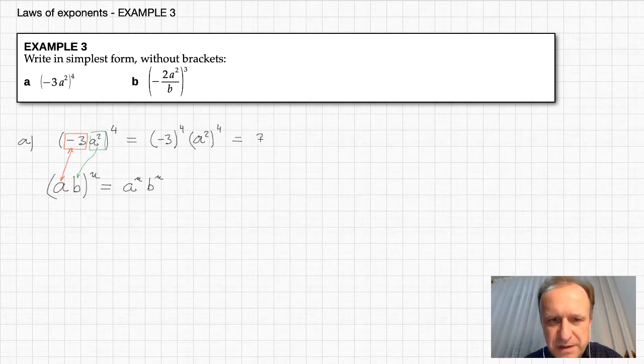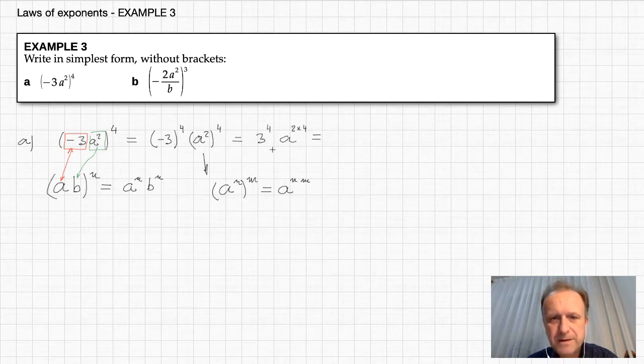So it's just 3 to the power of 4, multiplied by a squared, all that raised to the power of 4. Here we will invoke another law, which is this law: a to the power of n, raised to the power of m, is a to the power of n times m. Using this law, we can see that the base is a, the first exponent here is 2, and the second one is 4. So this is a to the power of 2 times 4.